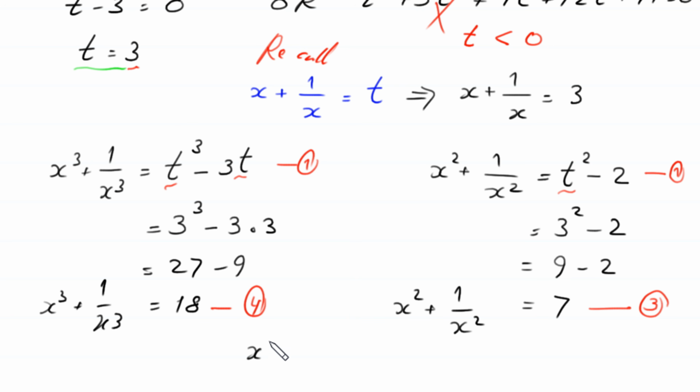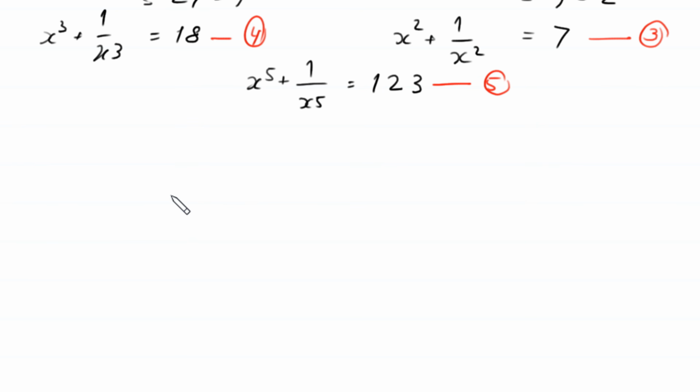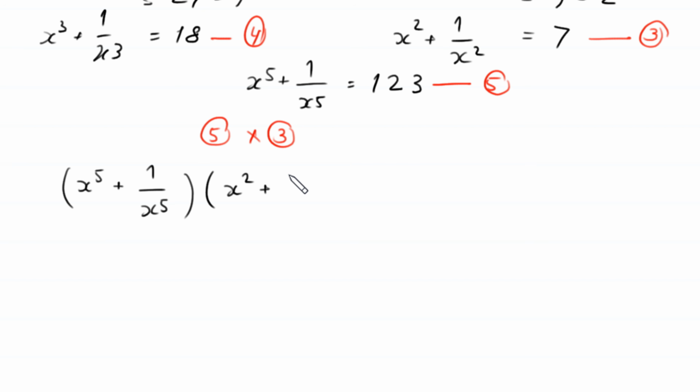The given equation is x to the power 5 plus 1 over x to the power 5 is equal to 123. Let's call this equation 5. Now we multiply equation 5 by equation 3. So this will become x to the power 5 plus 1 over x to the power 5 times x squared plus 1 over x squared is equal to 123 times 7.